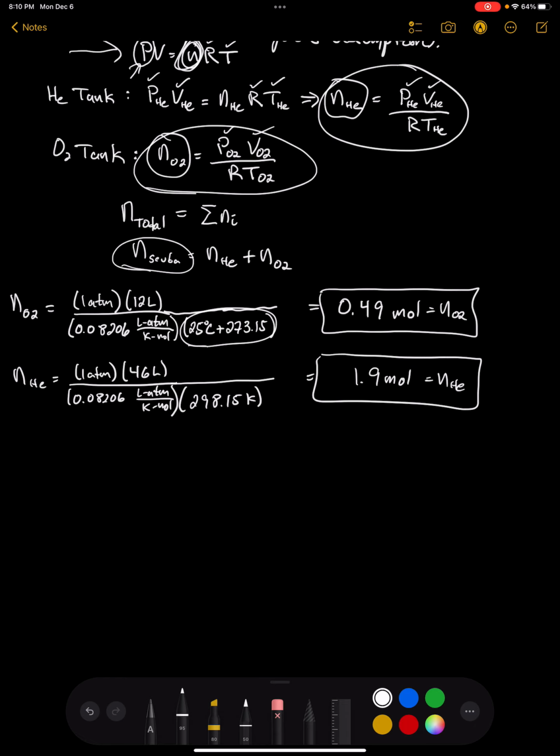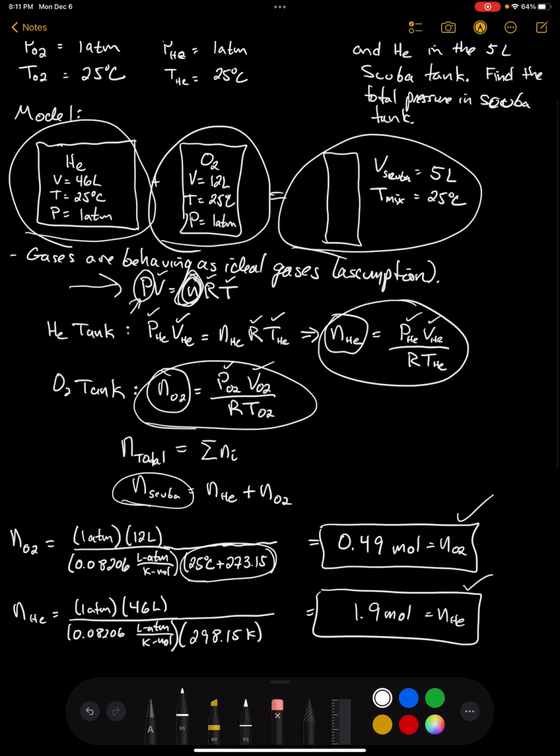Okay, now, this is the number of moles in my scuba tank of oxygen. This is the number of moles of helium in my scuba tank, right? So going back up to my diagram, the number of moles of helium that was added to the tank is 1.9 moles. The number of moles of oxygen added to the scuba tank was 0.49 moles. So in my scuba tank, I can say that I have 1.9 moles of helium and 0.49 moles of oxygen.